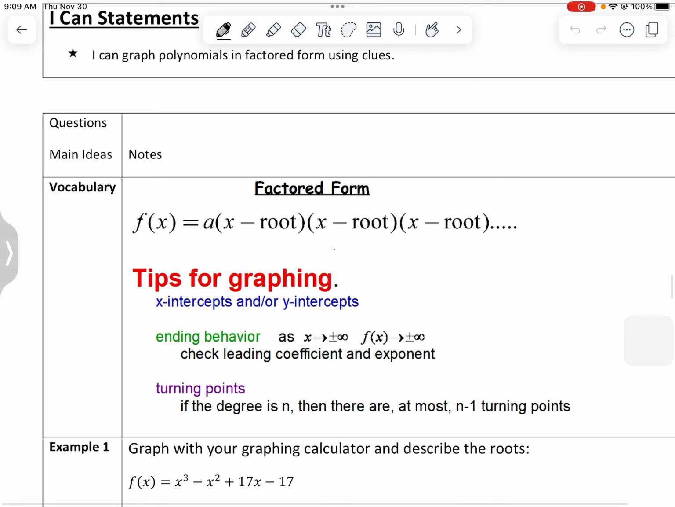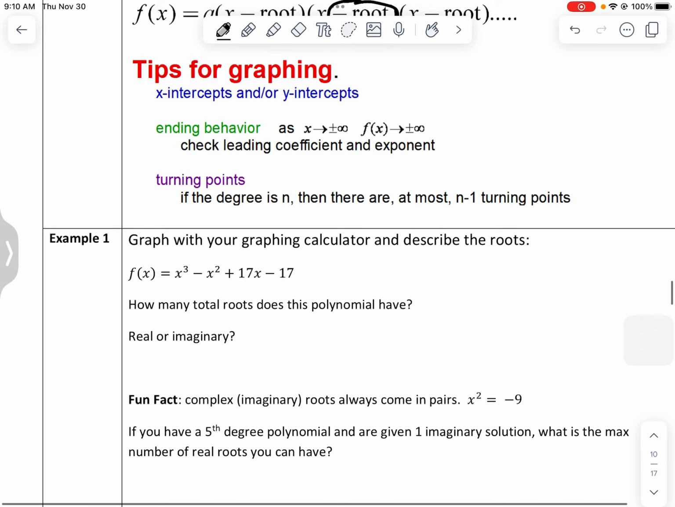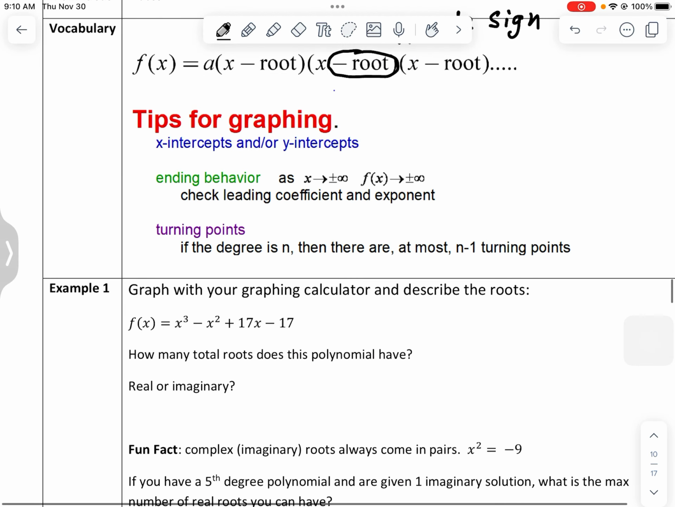So this is our equation. It's f of x equals a times x minus the root for all of these. Remember that when we see a minus root, we're always thinking the opposite sign. So in the parentheses, if we see x plus 4, that's actually going to be a negative 4 as the coordinate. And then we're going to be looking at that end behavior again.